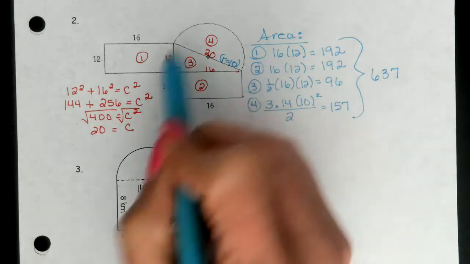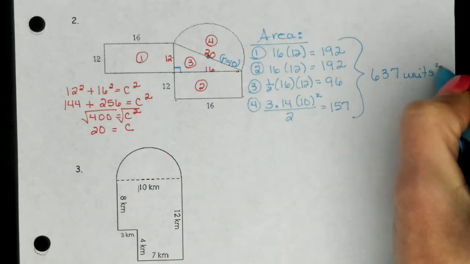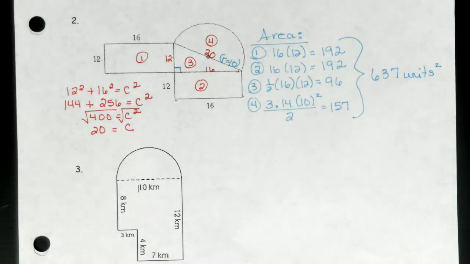637. Now notice we don't have any units of measure, so I'm just going to write the word units, and area is always squared.